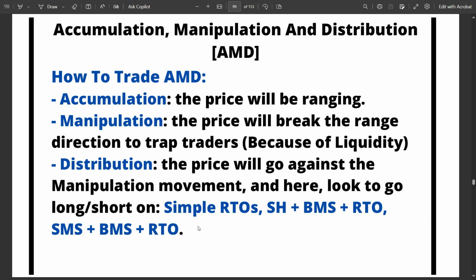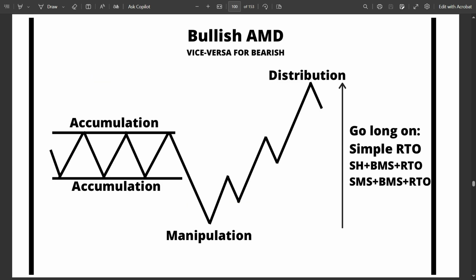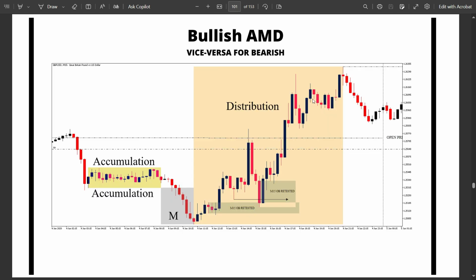A gap has formed between two shadows, which hasn't been filled yet. Price broke below, triggering a stop hunt, and after the break, it returned to the order block, which was the origin of the move. After the stop hunt, price moved up. And keep in mind for bearish AMD, it is exactly the opposite.